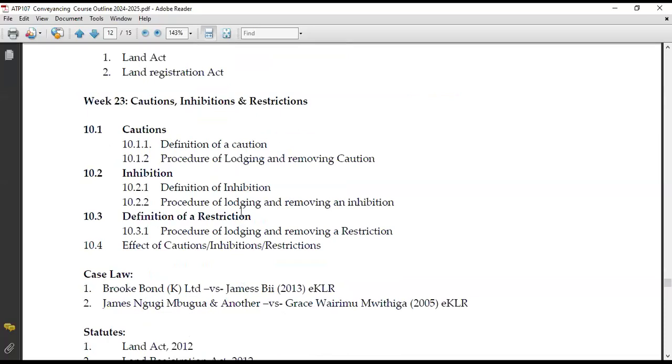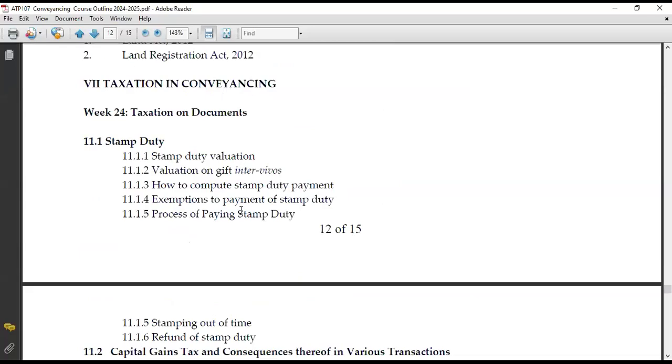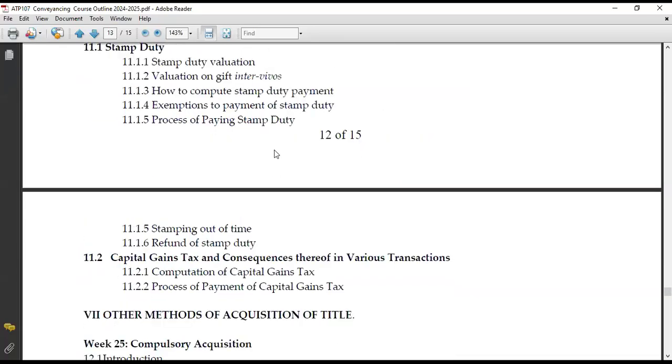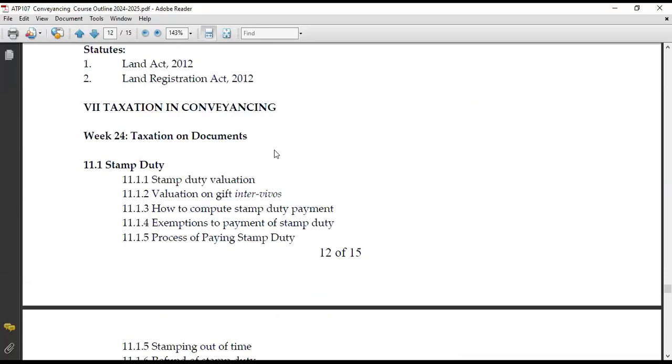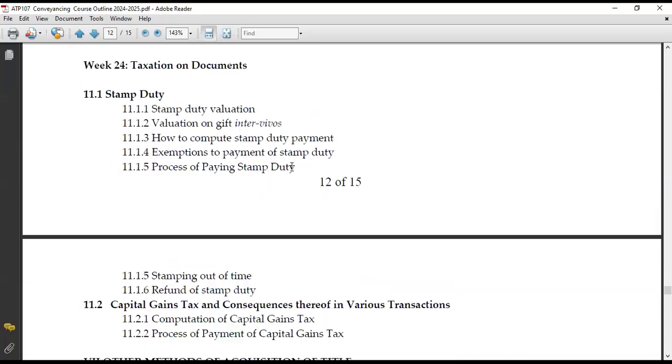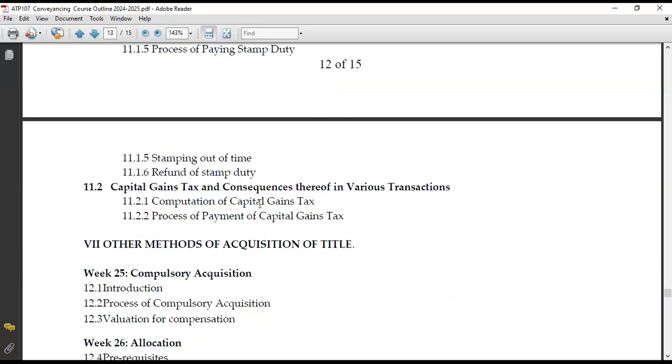Caution, inhibition, and restriction have been tested a lot. Taxation in conveyancing, stamp duty, and capital gain. You know how stamp duty is paid. Exemption to stamp duty, tested many times. Stamp duty is 4% in a municipality. And by the way, there are so many areas now gazetted as municipalities by the governors. Every governor is gazetting areas, so you go online and check the latest municipalities to be able to answer. So 4% applies. Capital gain tax is 15%.